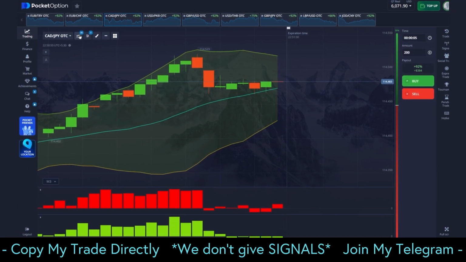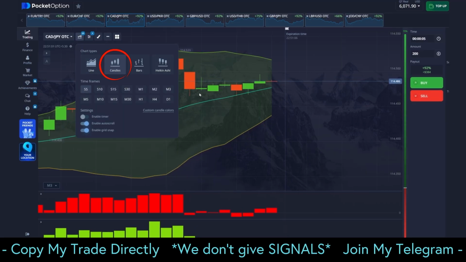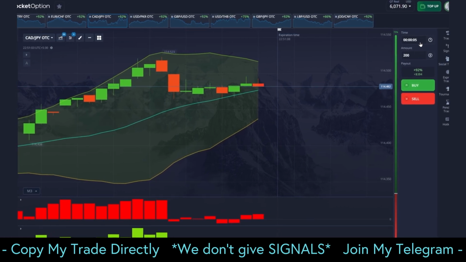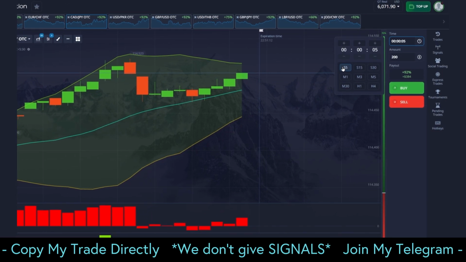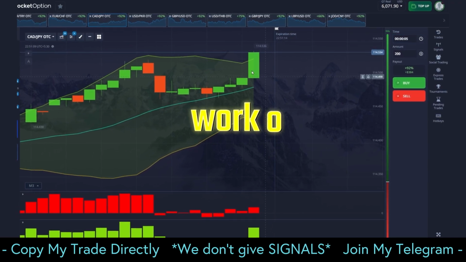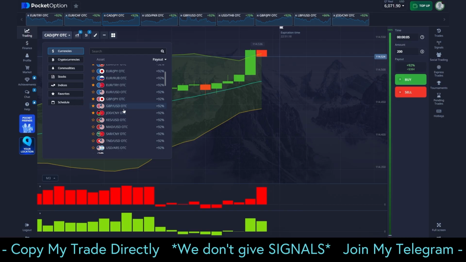First of all, let us go with its settings. You have to keep the time frame S5 here. You have to keep 4 types of candles. This is what you will do first. After that, you will have to click on S5 for the duration. Okay, and this strategy will work only on OTC pairs. You have to remember this thing too.